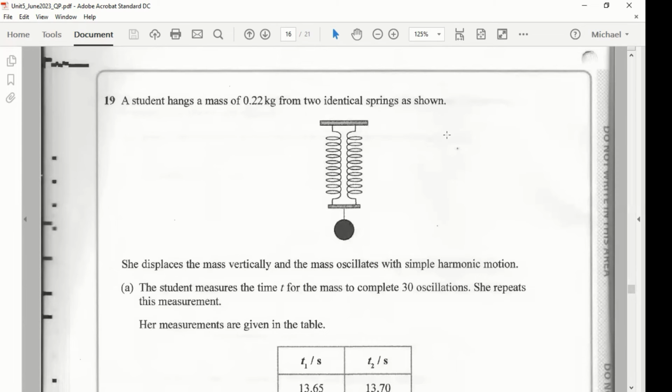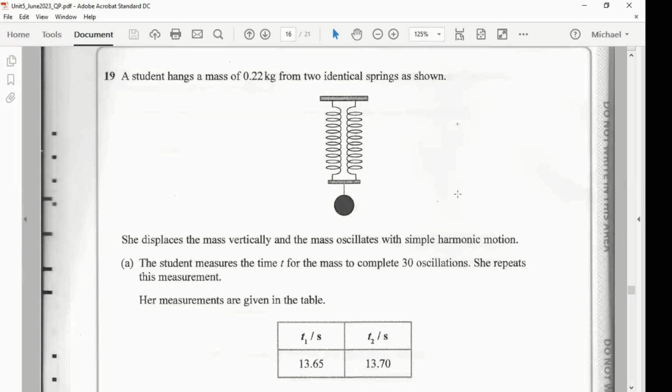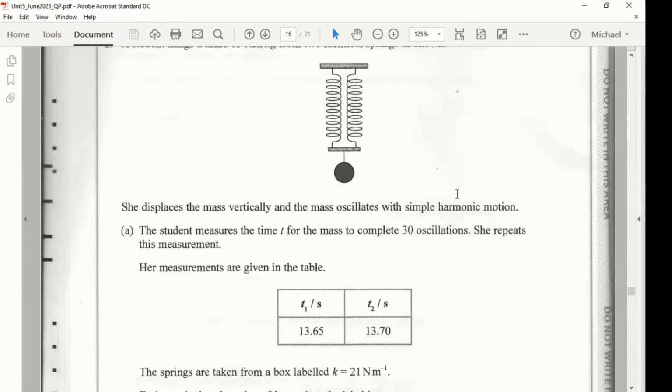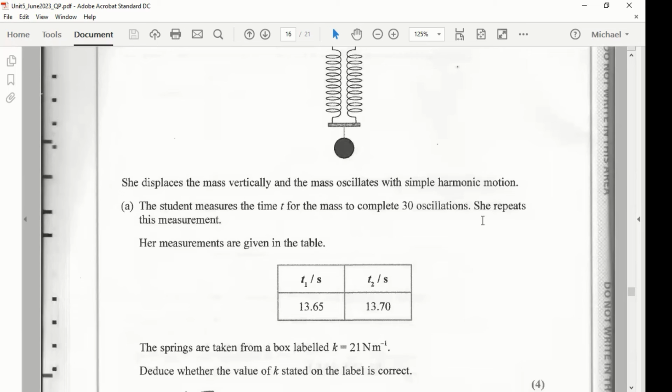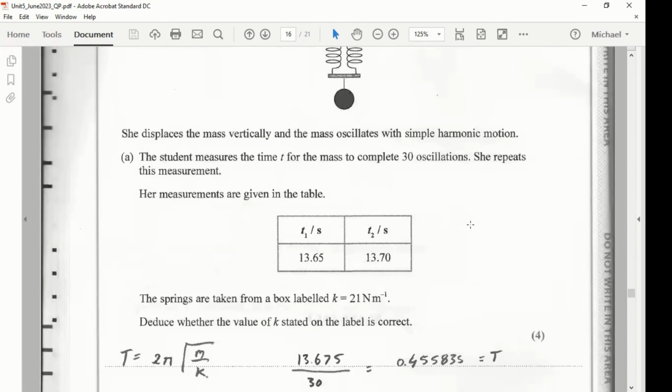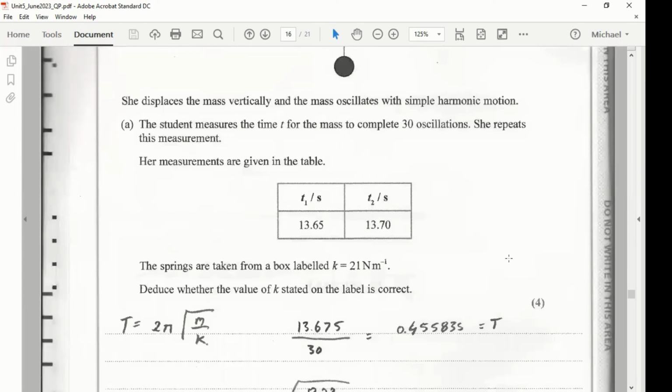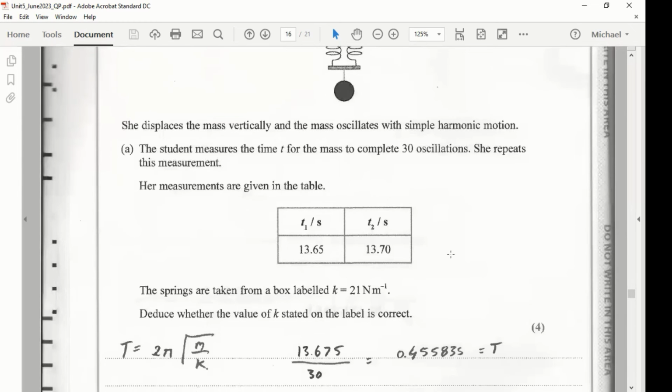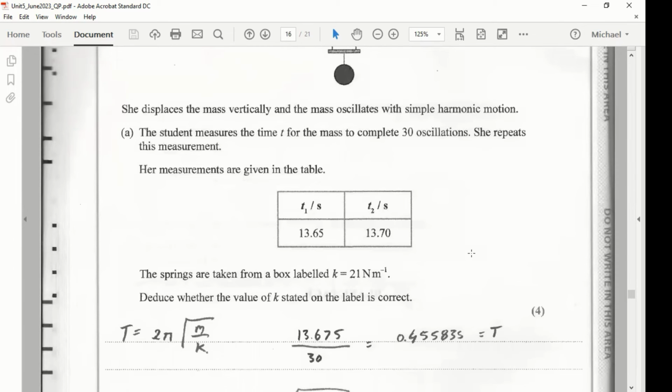The student measures the time t for the mass to complete 30 oscillations. She repeats this measurement. Her measurements are given in the table. So 13.65, 13.70. The springs are taken from a box labelled K equals 21 newtons per metre. Deduce whether the value of K stated on the label is correct. Very straightforward. Okay. So you know that for an oscillating mass on a spring, the time period is 2 pi times the root of the mass divided by the K value.